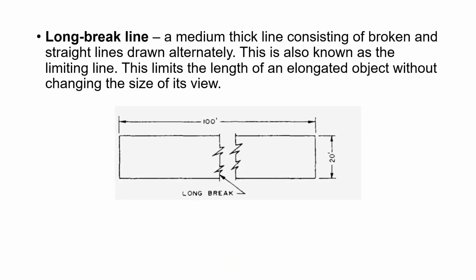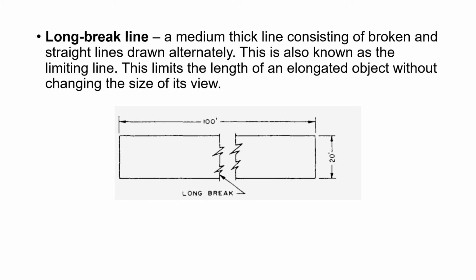Next, we have long break line. A medium thick line consisting of broken and straight lines drawn alternately. This is also known as the limiting line. This limits the length of an elongated object without changing the size of its view. So you can see it looks like a lightning. It looks like that, huh? It measures 100 by 20 inches.